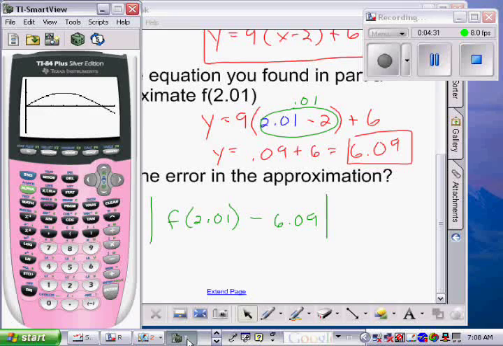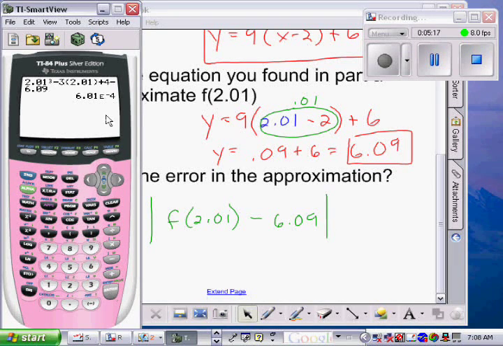So what was our original equation? x cubed. So 2.01 cubed minus 3 times 2.01 plus 4. That's from your original. I just didn't flip back up there. And then I have to subtract the approximation I just got of 6.09. And I don't think I need any extra parentheses in there since it's all addition and subtraction.